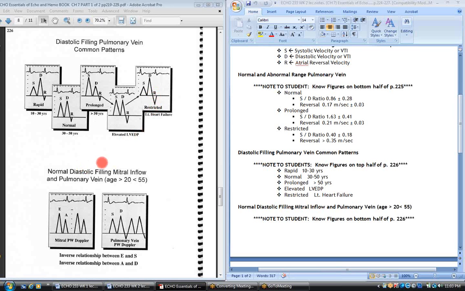So your normal diastolic filling, mitral inflow and pulmonary vein, age less than 20, greater than 20 and less than 55, there's an inverse relationship between the E and the S. You have a big E, a littler S. You have a smaller A, a larger D. Big E, small S. Small A, large D. So they're in an actual inverse relationship.